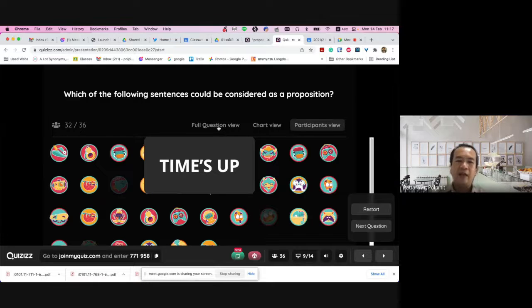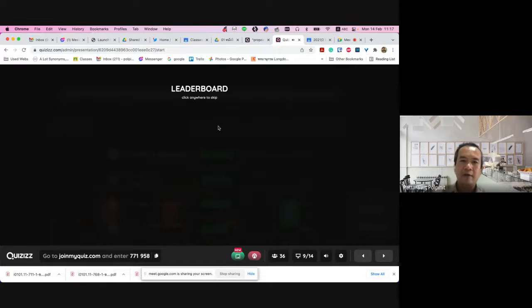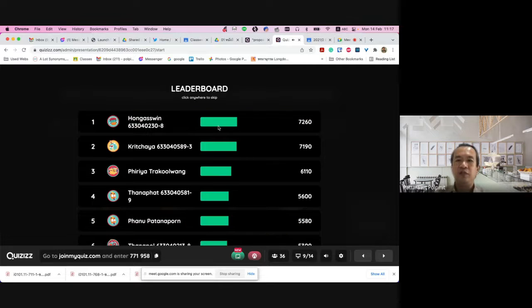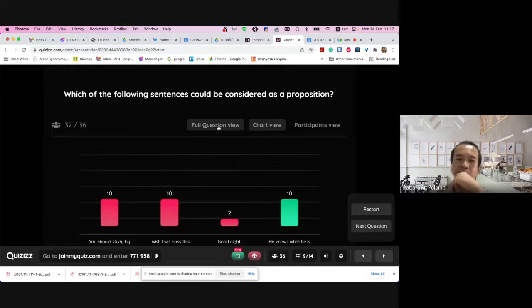So that's the 9th question so far. We have a switch of the leaderboard now. So the question is, which of these sentences could be considered as a proposition? You remember that a proposition is a sentence that has a true or false value, right? Basically it has a truth value. So let's see the first one.